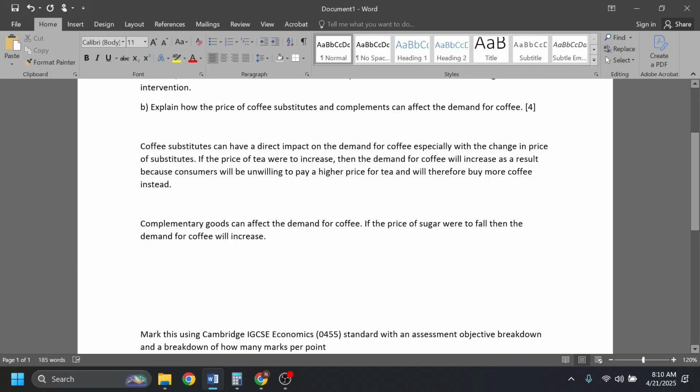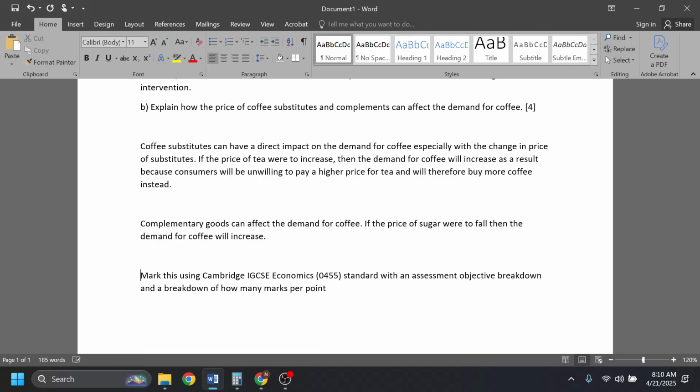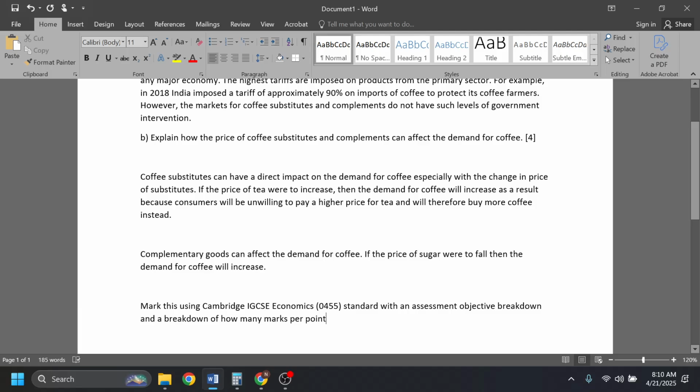What I did here is, this is the prompt that I use on ChatGPT. Mark this using Cambridge IGCSE Economics 0455 standard with an assessment objective breakdown and breakdown of how many marks per point, right? The reason why I use this is because this will break it down using the exact criteria from IGCSE Economics Cambridge, and therefore it will be more accurate in its marking.